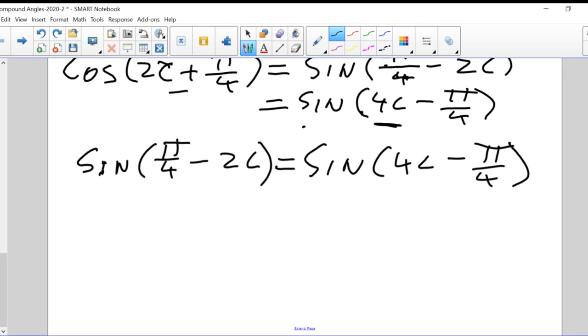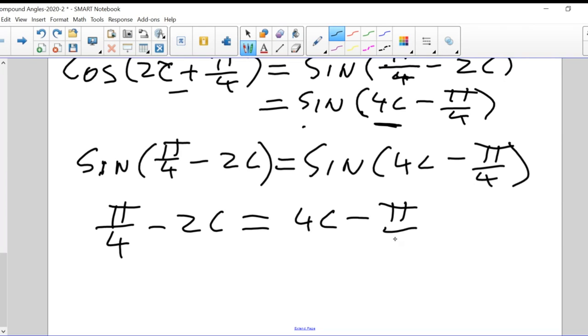When you say cancel, you're kind of on the right track. I don't need the sines anymore, right? If there are sines on both sides, I can now say that the pi over 4 minus 2c is simply equal to the 4c minus the pi over 4. If the sine of something is equal to the sine of another thing, then those two things you're taking the sine of must be equal.